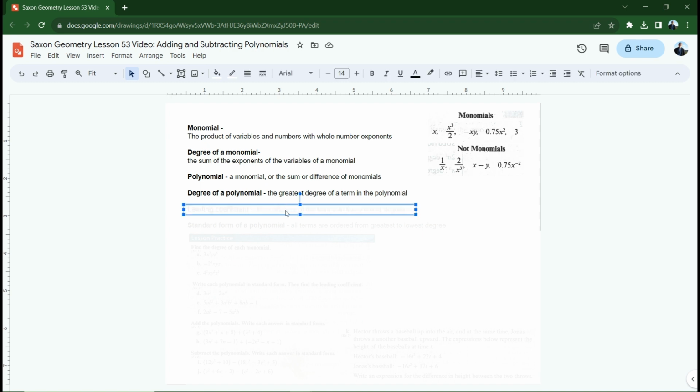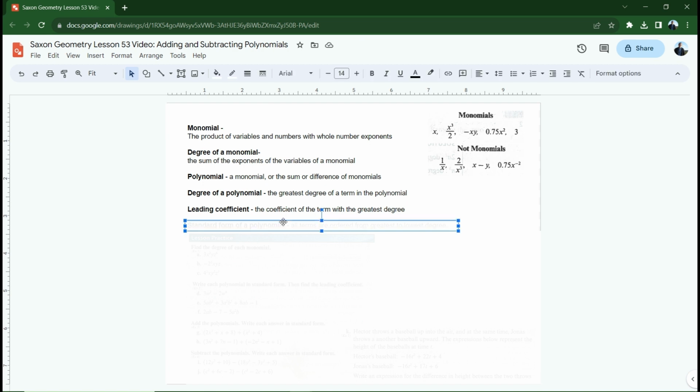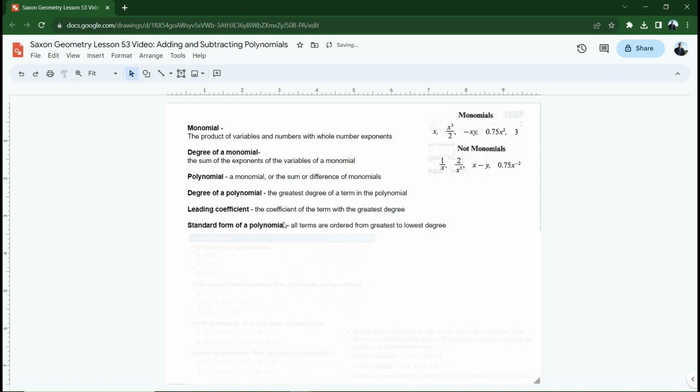We'll work with that in just a little bit. The leading coefficient of a polynomial is the coefficient of the term that has the greatest degree. We'll work with that in just a little bit. And then the standard form of a polynomial, again, we're going to work with this in just a second in the practice, is where we put all of the terms of the polynomial from greatest degree to lowest degree.